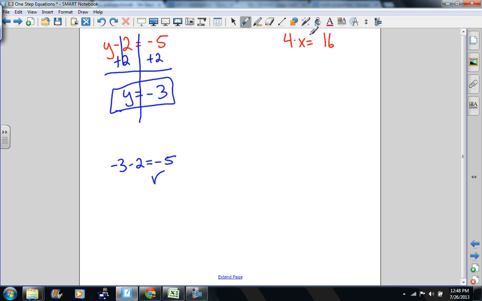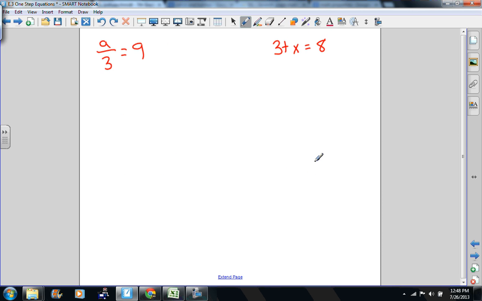The one on the right is very similar, but now we have a multiplying by 4, so we have to do the opposite of multiplying by 4, which is dividing by 4. So we get x equals 4, and now we go back, so 4 times 4 is equal to 16, and that's true. Okay? So we're not changing much, just a little bit.